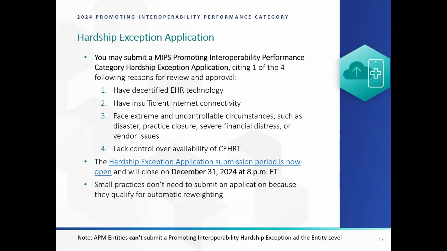So definitely, as I mentioned earlier, the hardship exception period is open, and you need to apply during 2024 because it closes when data submission opens in 2025. And again, small practices are automatically reweighted, so they don't need to file for a hardship exception application. Next slide, please.